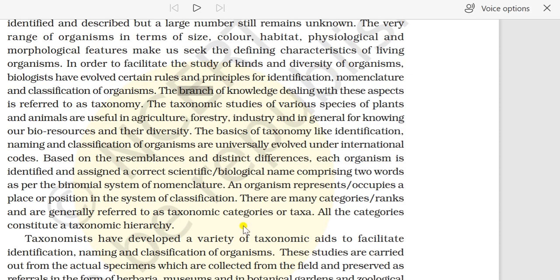So these people are called taxonomists, something like that. And this specific study is called taxonomy. Get it? Just like panchayats who give a baby's name, these are specific people who give names to animals.